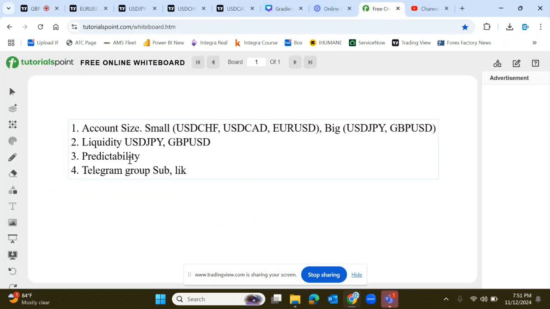We are going to be looking at three different factors you will consider if you want to choose the best currency pair for yourself. One of the first factors is your account size. If you have an account size of, let's say, $100 and below, then there are some currency pairs that are considered safe for you to trade. Why are they safe? If you look at it, I pictured out USD CHF, USD CAD, EUR USD. There's a reason behind that. Now let us go to these currency pairs and see for ourselves.